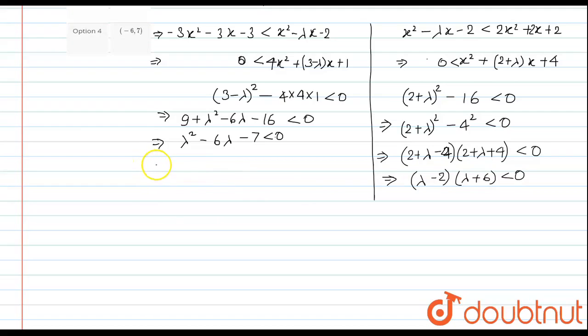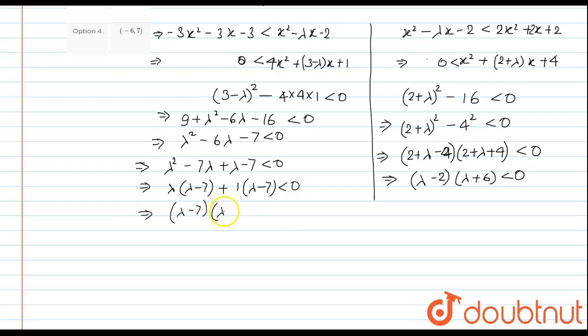And in the first inequality, we can factorize this: lambda square minus 7 lambda plus lambda minus 7 is less than 0. Then we take lambda as common, that is lambda (lambda minus 7) plus 1 (lambda minus 7) is less than 0. Taking lambda minus 7 as common, that is (lambda minus 7)(lambda plus 1) is less than 0.